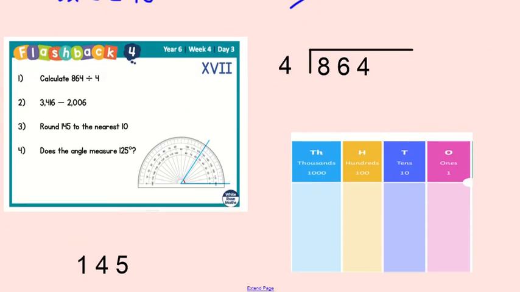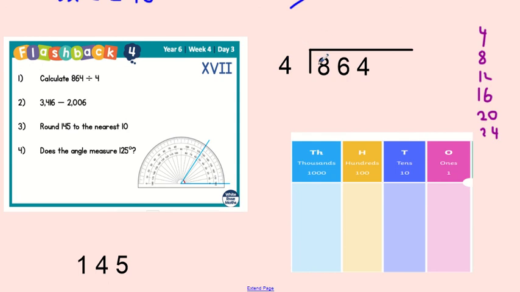This is sort of our revision section. We've got to calculate 864 divided by 4. So I've got my bus stop method ready. And I'm going to use my 4 times table for this one if I need to. I can write it out on a bit of paper in my exercise book. Okay, so I could carry on if I need to.